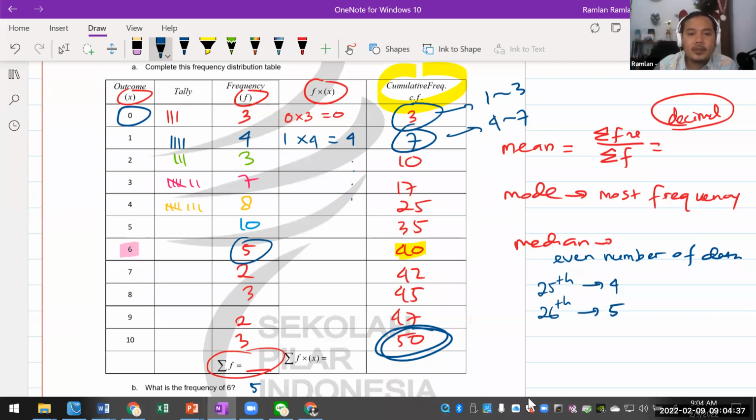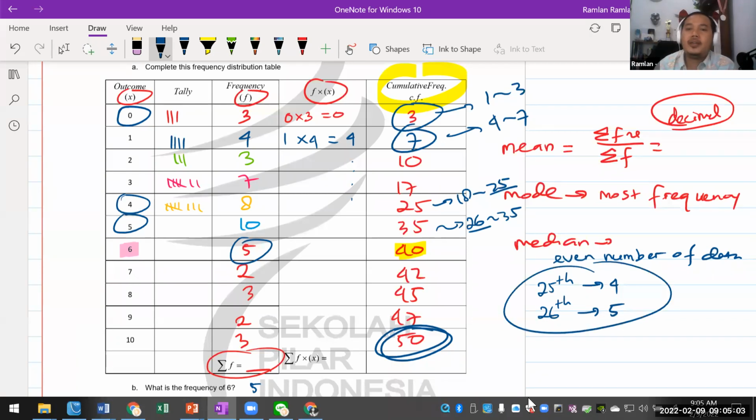Actually, we can see it from here. This 25 means that it is data from 18 until 25. Data number 18 until 25 is 4, which means that data number 25 is 4. And this one here means data number 26 until data number 35 is 5, which means that data number 26 is 5. So we have these two, and you know what to do: if you have a median, just add them together and divide by 2.